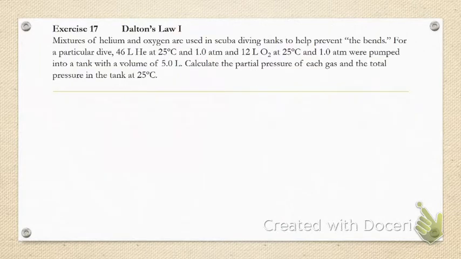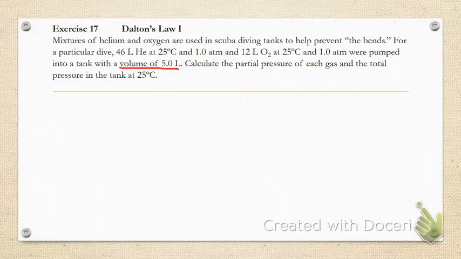So let's do a couple of calculations and see what that looks like. The first one is going to be a long problem. If you thought doing 3 gas laws in the last lesson was fun, you'll really like this, because we're going to do 4 different ones. We have a mixture of helium and oxygen, each with its own parameters, pumped into a tank that has a total volume of 5 liters. So we're going to get a new volume at the end. It says calculate the partial pressure of each gas and the total pressure in the tank.